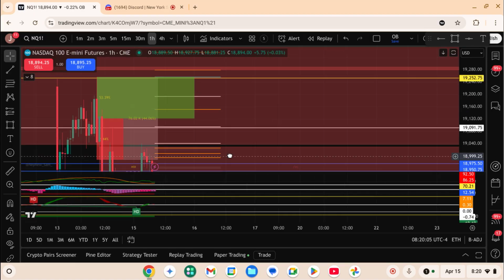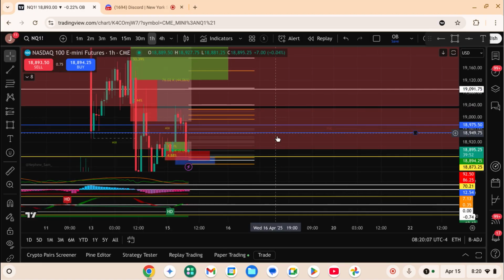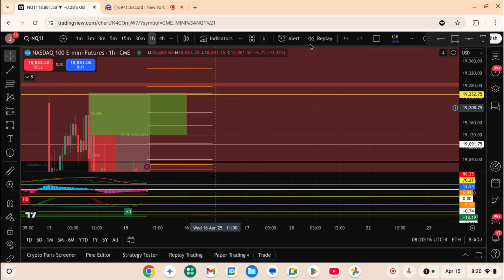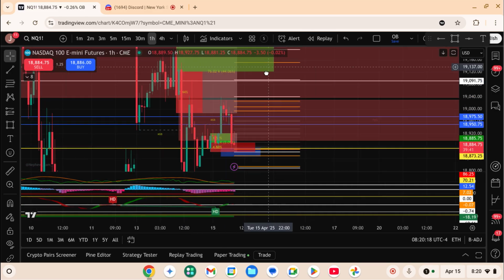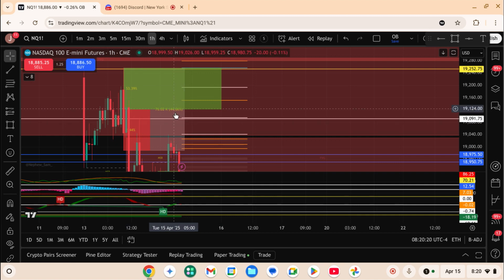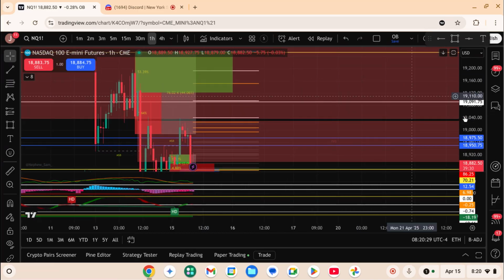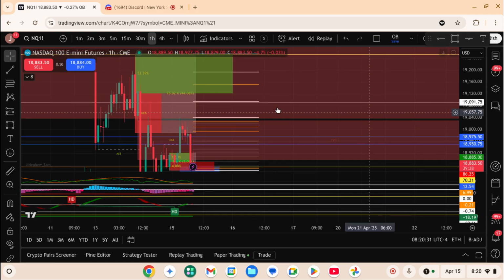Now, if all of this wasn't here, then it would break out of here and probably shoot to this previous day high with a lot of momentum, if all of this wasn't stopping it. But unfortunately, it is. You got multiple layers of resistance.